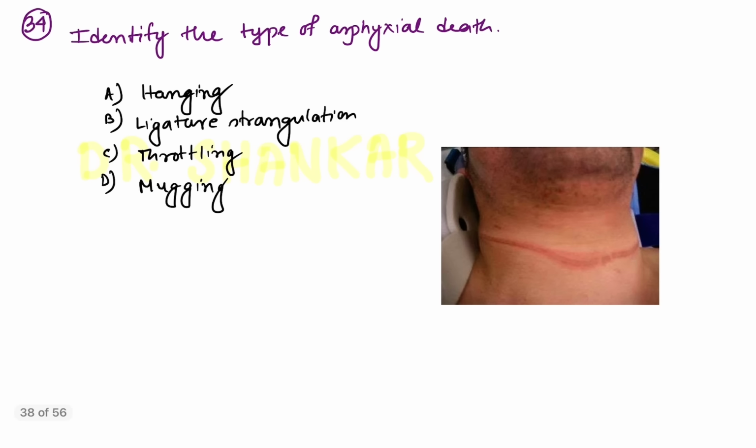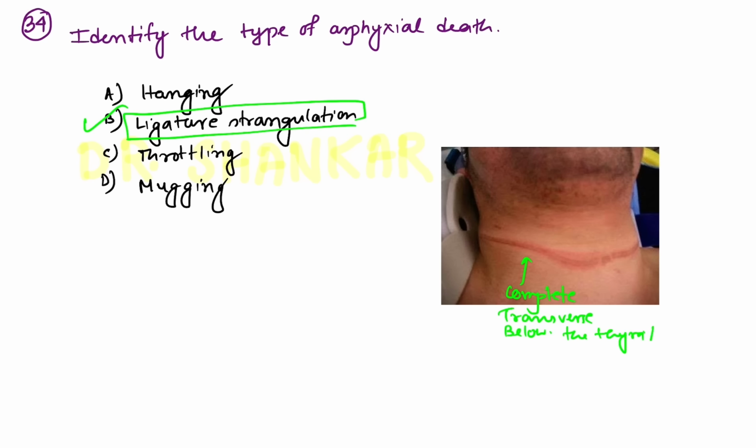Coming to question number 34, identify the type of asphyxial death or mark. So this is ligature strangulation. Why is this ligature strangulation? Because this ligature mark is complete. This is not oblique. This is transverse and below the thyroid cartilage. That is why it is ligature strangulation.